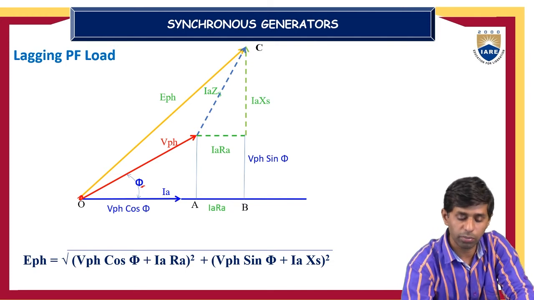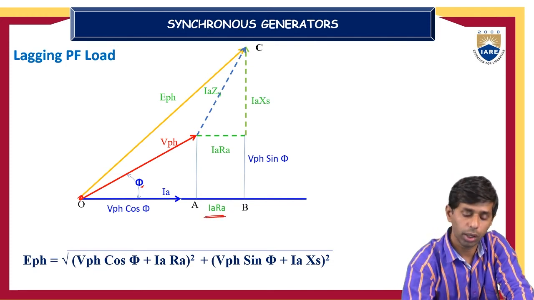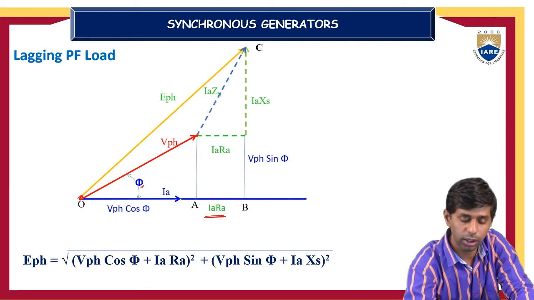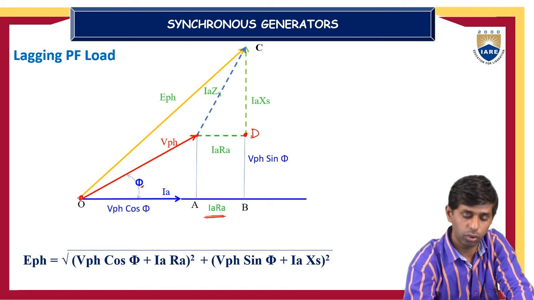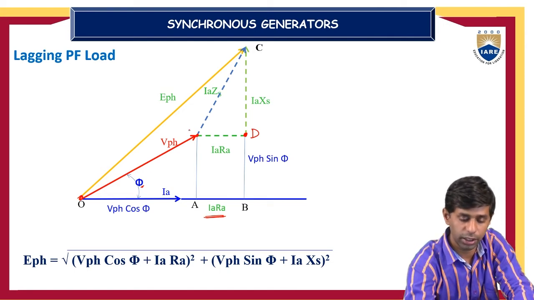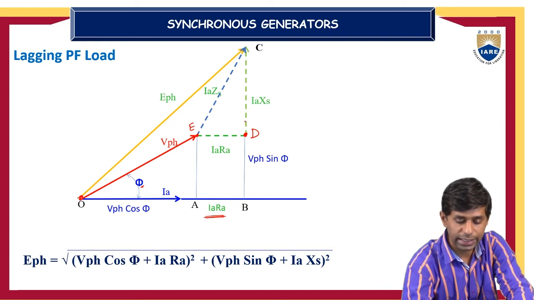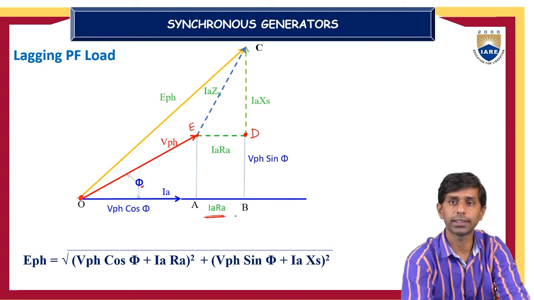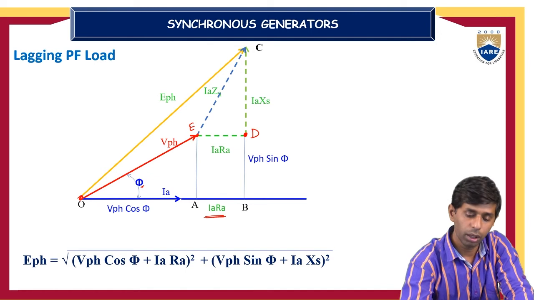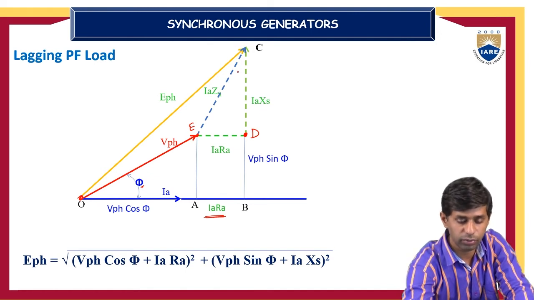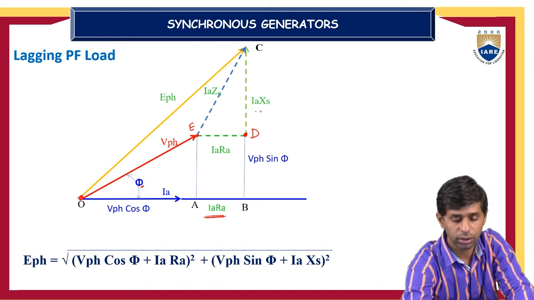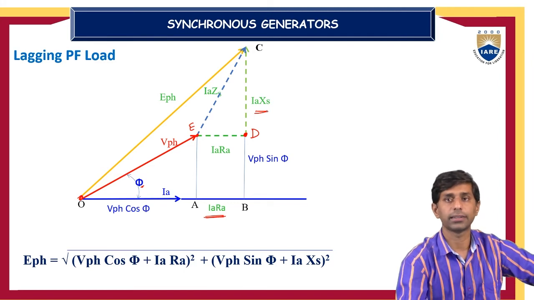Next, the drop due to armature resistance, which is a co-phasor for current, IARA, and you can also draw that vector here. Let me name it with letters D and E, OABC, D, let it be E. For example, the ED vector is equal to the AB vector, which represents the same quantity IARA, and the drop due to synchronous reactance will be the DC vector, that is IAXS.